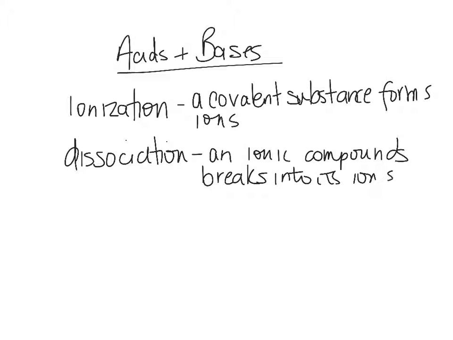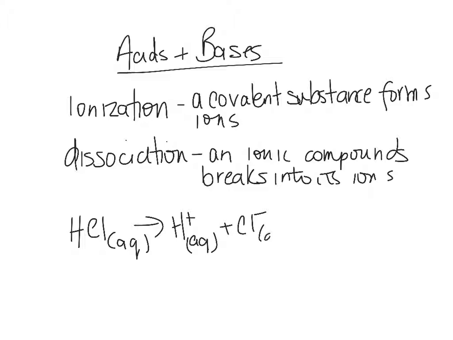So an example of ionization would be hydrochloric acid going to hydrogen ions and chloride ions. An example of dissociation would be sodium chloride going to sodium ions and chloride ions.